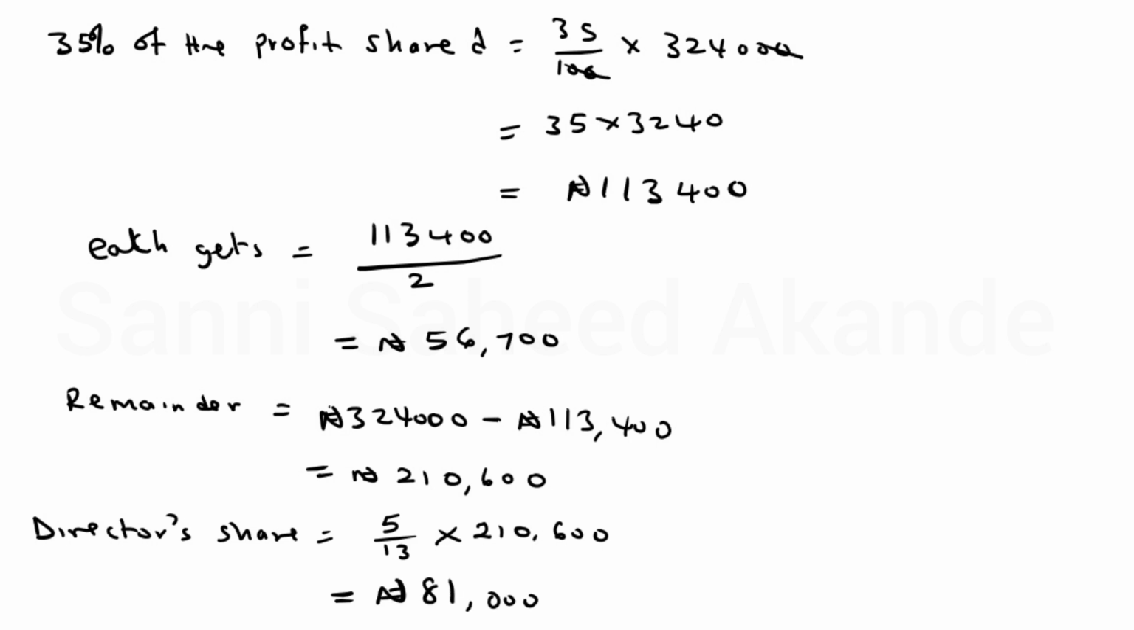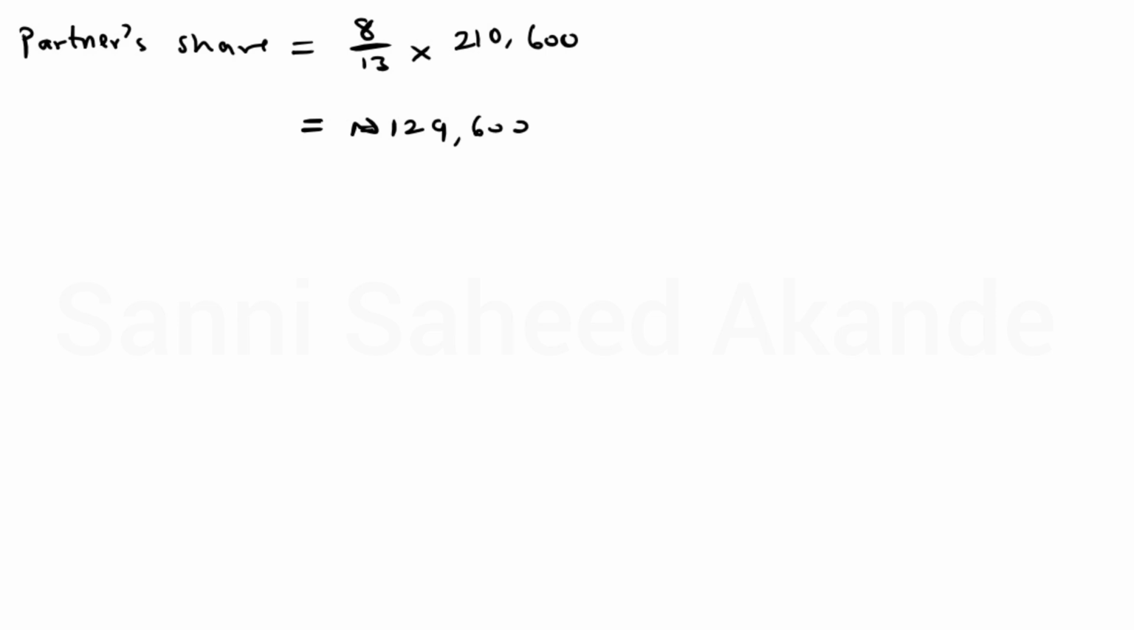Now let's find the partner's share. The partner's share will be equal to the proportion of the partner, which is 8 over 13 times the remaining amount, which is 210,600. When you solve this also, you should get 129,600.